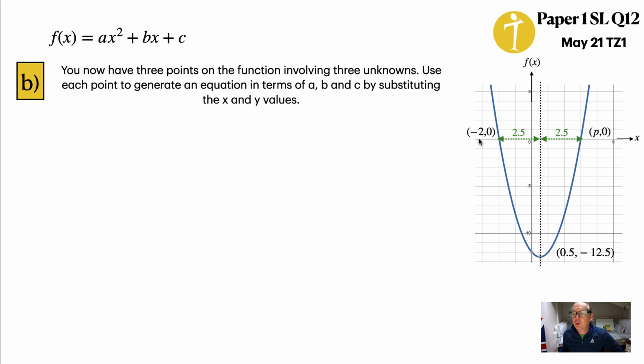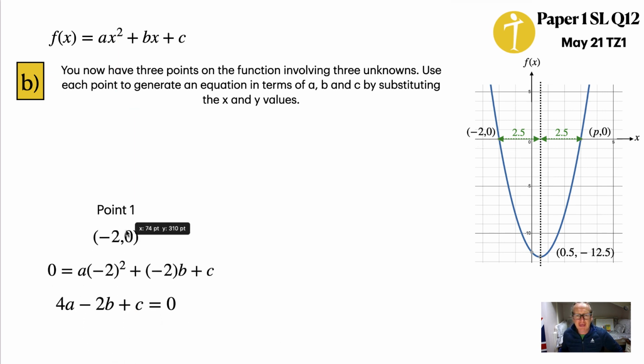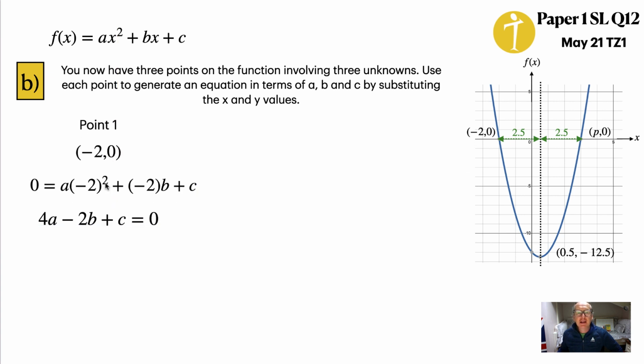So if I take this first point, minus 2, 0, I'm going to look at that point. So I know that when x is minus 2, y is 0. So I'm simply taking my function and replacing the value of x with minus 2, there and there, and the value of the function, or y in this case, as 0. And that gives me this equation here, which if I simplify it, leads me to 4a minus 2b plus c equals 0. Now I just changed the sides over because that suits me when I'm ready to put it into my calculator to solve the simultaneous equations.